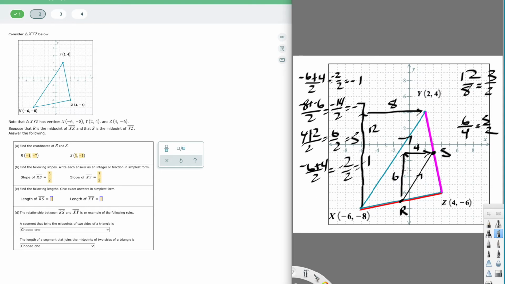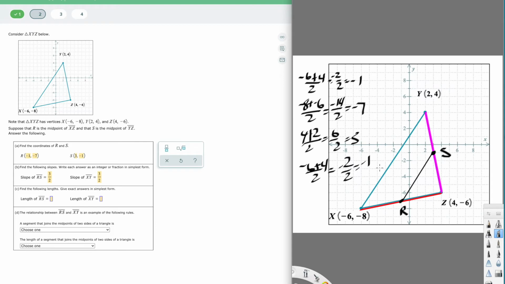Alright, so for the next piece, we're going to do the distance formula. I'm going to get rid of a little bit of this stuff. So now we want to find the distance of these two lines. We want to find the distance of XY and the distance of RS, because we want to prove that RS is half of XY. So we need the distance formula.